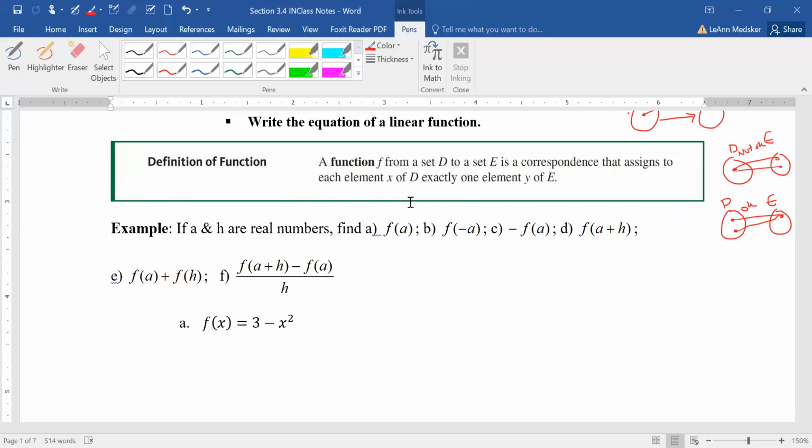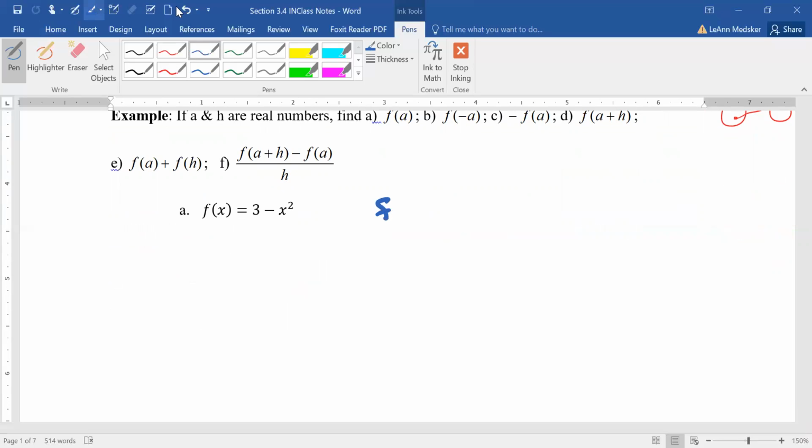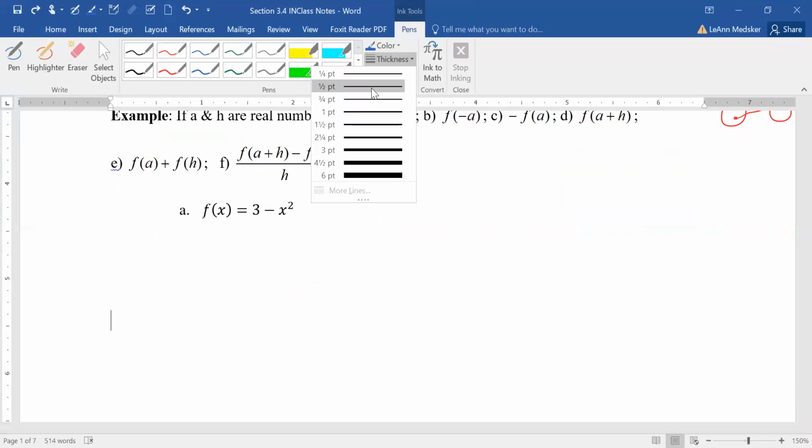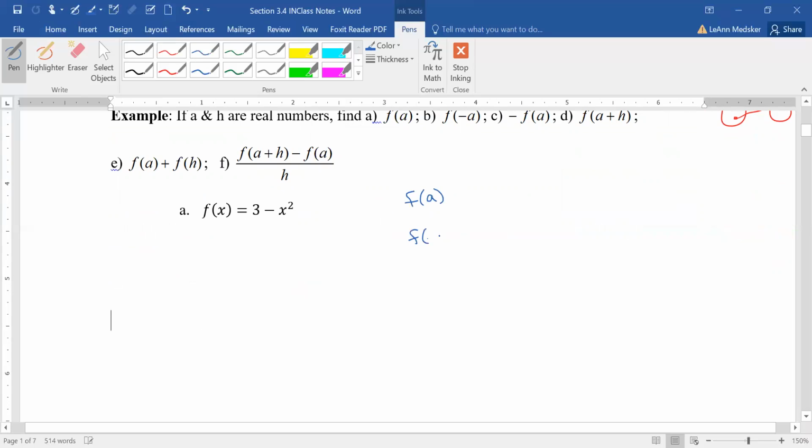All right, so the first example here is we're going to do some evaluations. We're going to do f of a. I'm going to write all of these down here so we can see it clearer. And I don't know why this is defaulting to a larger ink. Hang on just a second. I'd like it to default smaller, but it doesn't want to listen. All right, so we're going to be doing f of a, f of negative a, negative f of a. I'm looking at my list up here in the directions.